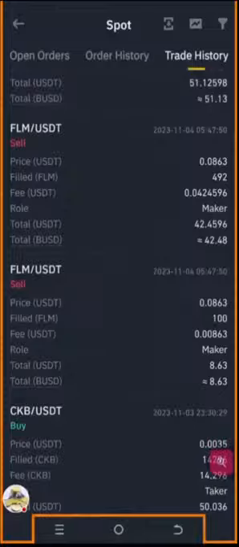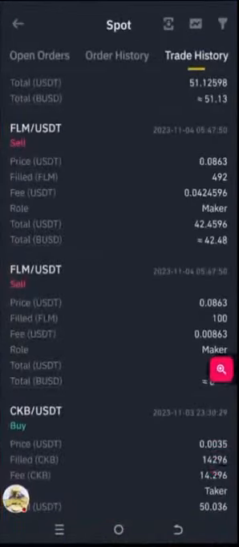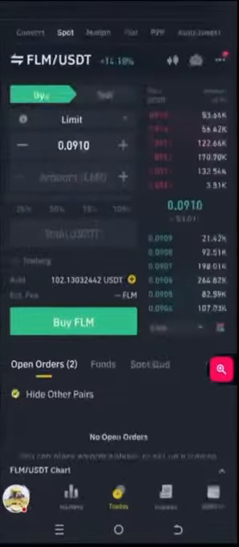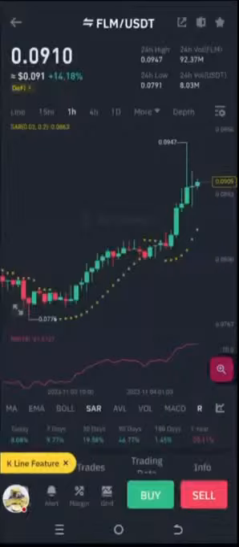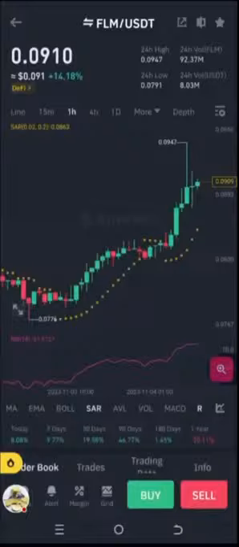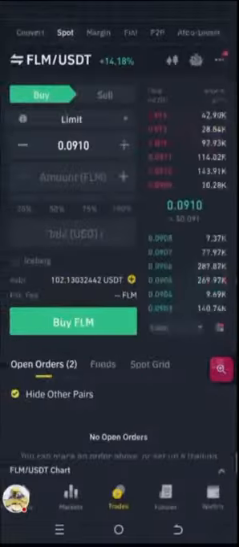Let's go check what's happening to the chart so that we can see what's happening. This happened about how many hours ago? Yeah, see, about 3 hours ago. Let's check how long this trade must have taken altogether.